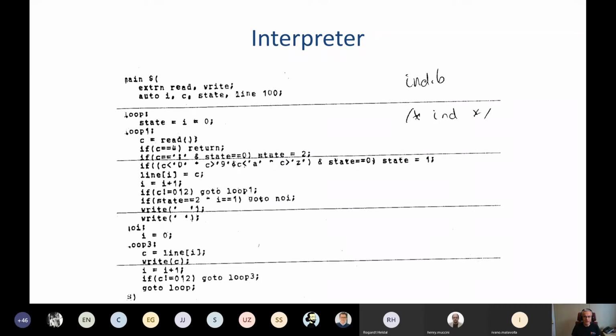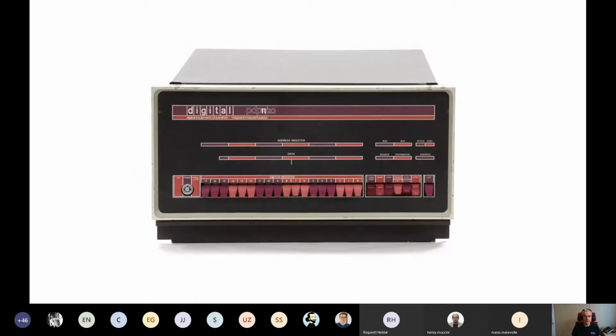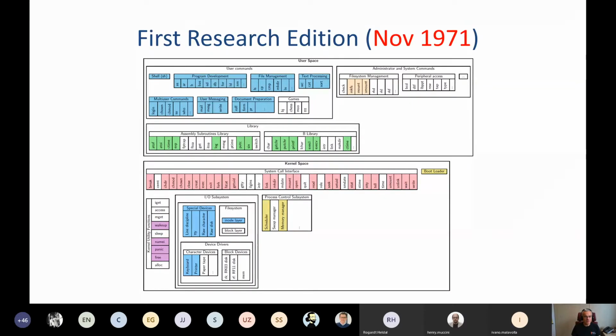Here, two system commands, indent and lcase, lowercase convention, were written in a relatively high-level language, namely B, which was implemented through a threaded code interpreter. The first system that was actually called Unix was running on a PDP-11/20 computer, such as the one you see here. And here you can see the architecture diagram of this edition.